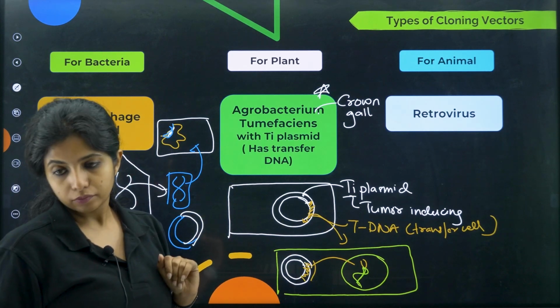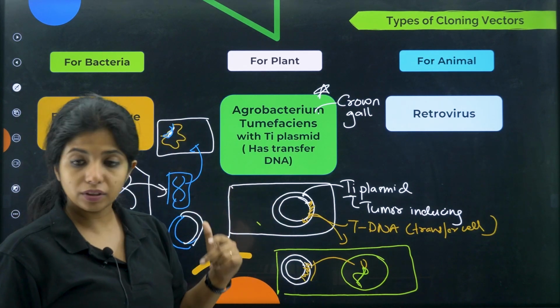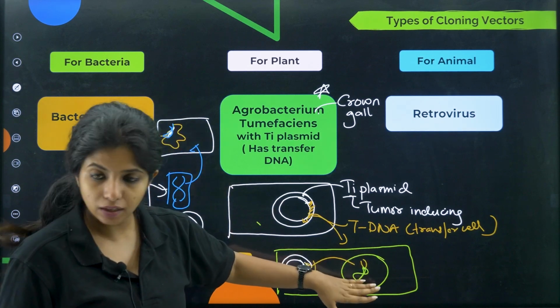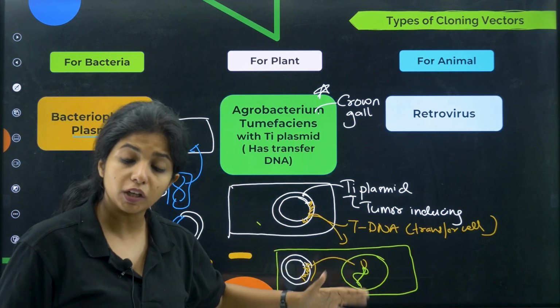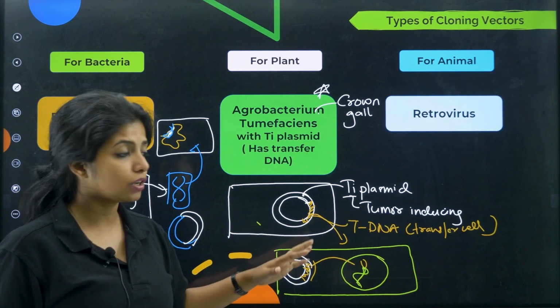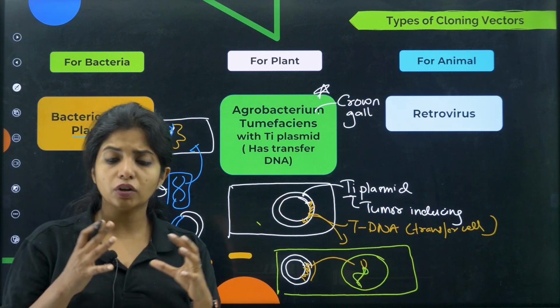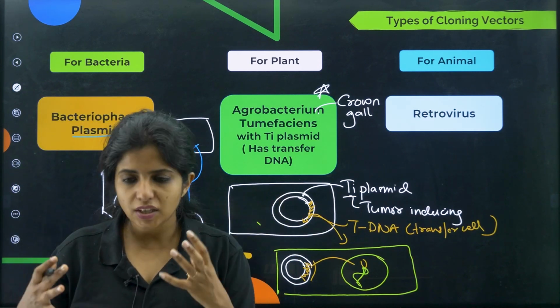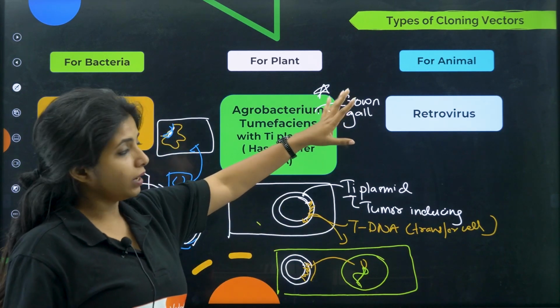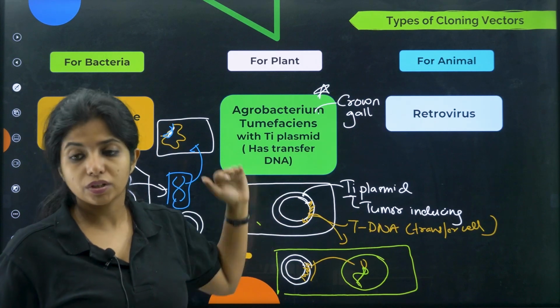But now, what can we do with it? When it gets in there, obviously it will cause multiple cell division. Now you will have so many cells with uncontrolled growth, and that will cause a cancerous sort of thing, which is why the disease is known as crown gall.